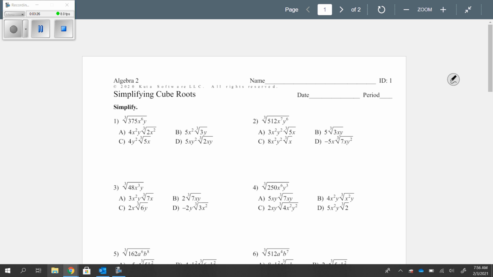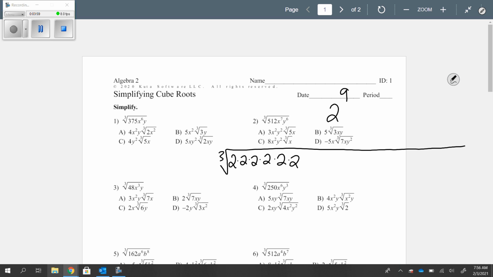So let's just do number 2, and I'm going to finish it up so I don't take up too much of your time. So cube root of 512, x to the 7th, y to the 6th. So again, menu 23, type in 512. I should know what that is. It is 2 to the 9th. Keep that in mind, okay? So when we rewrite it, it's going to be pretty long. Cube root. I'm just going to do it like that because I know it's going to be long. Cube root 2 times 2 times 2 times 2 times 2 times 2, times 2 times 2 times 2.